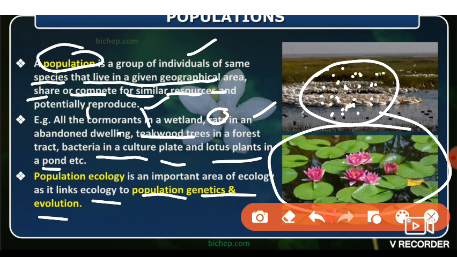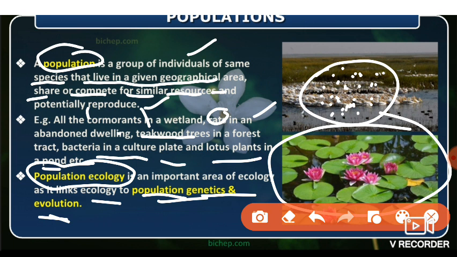genetics and evolution. Population ecology is a broad area. It is a branch of ecology. And in this population ecology, what we are mainly going to study is that it links ecology with population genetics and evolution. Okay, whatever the contribution is there, the gene contribution to the population, sorry, to the ecology, to the environment. And then the contribution of individuals to the ecology.